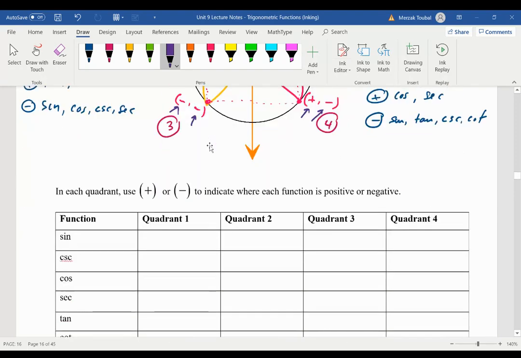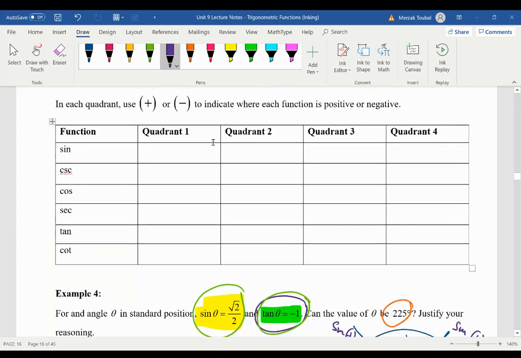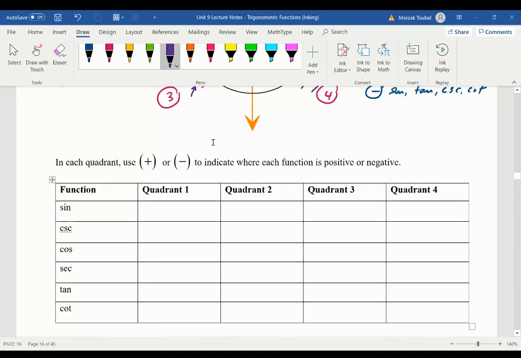a given function is positive or negative at a given quadrant. Let's fill in this table. On quadrant 1, we know that the sine function is positive, its reciprocal is positive, cosine is positive, its reciprocal is positive, tangent is positive, its reciprocal is positive.